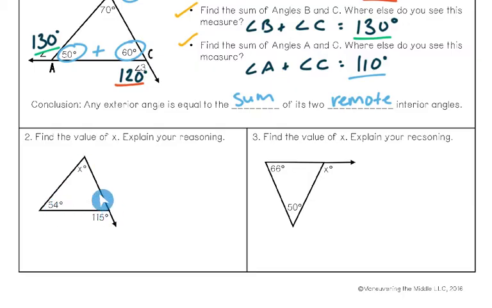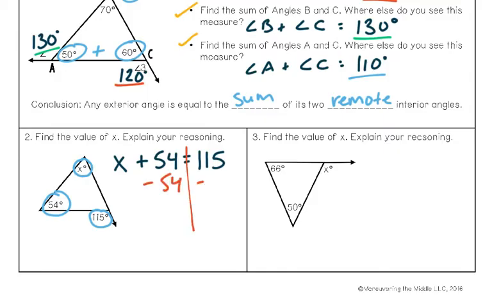So I'll first see a triangle, and I know that all three angles in a triangle add up to be 180 degrees. The problem here is that I only have one of the angles in the triangle. I do, however, have an exterior angle. This theorem says that if I add up the two remote interior angles, they will equal the exterior angle. So using that theorem, I can set up and solve this two-step equation. You would subtract 54 from both sides, and you're left with x equals 61 degrees.